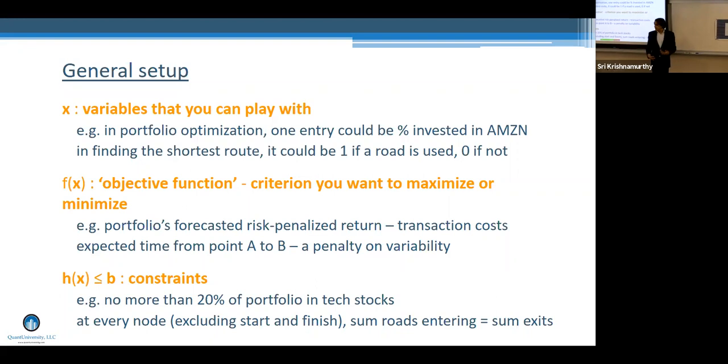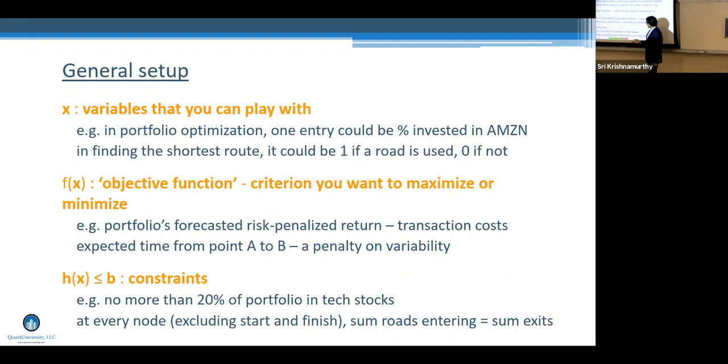This is what you want to maximize. In portfolio optimization, it's generally risk penalized return minus transaction cost minus other things. If you're doing shortest route, it would be the time to get from point A to point B. And you might put in a penalty on the variability so that you're not only picking a short route, but a route that you can count on being short. Right? And then you have some constraints.